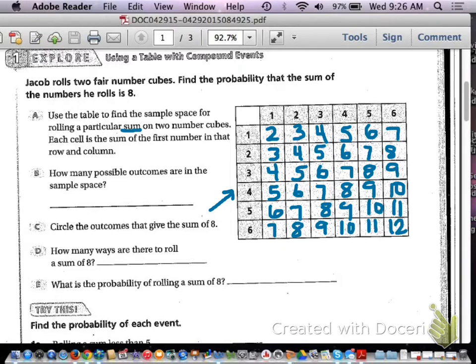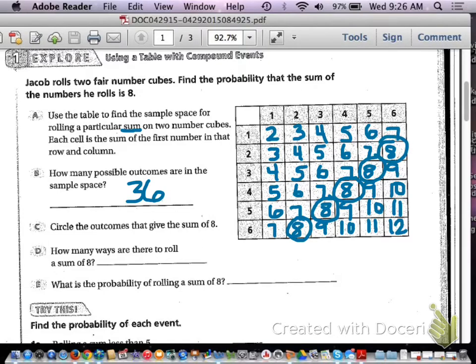Okay, so we first want to find the possible outcomes that are in the sample space. So how many total outcomes do we have all together? To answer part B, how many possible outcomes, you simply count up all of the numbers you filled in, and we get 36. If we circle the outcomes that have a sum of 8, so you can circle the 8s.